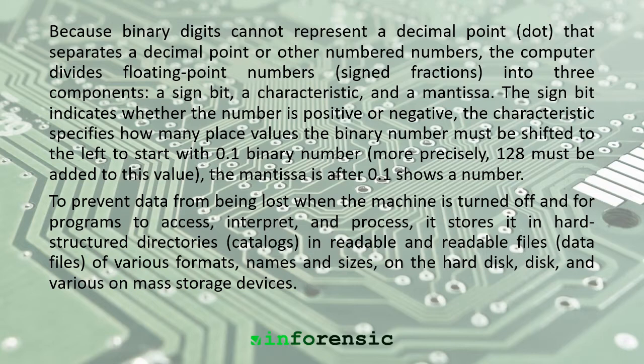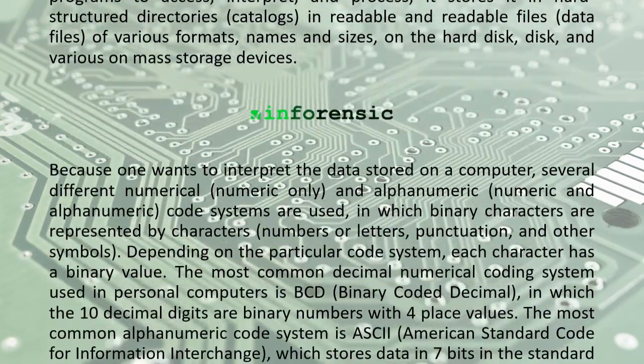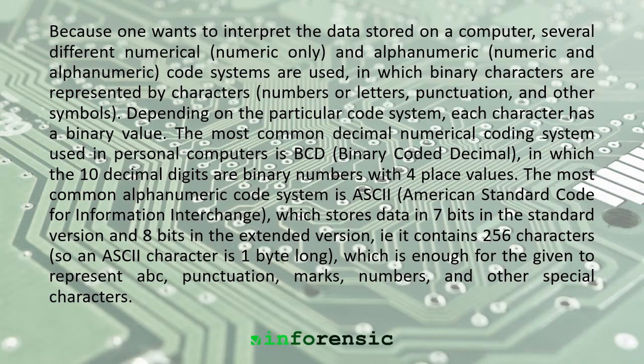To prevent data from being lost when the machine is turned off, and for programs to access, interpret, and process it, it stores it in structured directories, catalogs, in readable files, data files, of various formats, names, and sizes, on the hard disk and various mass storage devices. Because one wants to interpret the data stored on a computer, several different numeric-only and alphanumeric code systems are used, in which binary values are represented by characters, numbers or letters, punctuation, and other symbols. Depending on the particular code system, each character has a binary value.